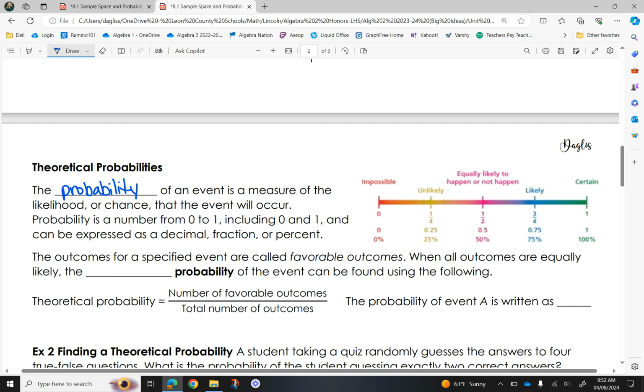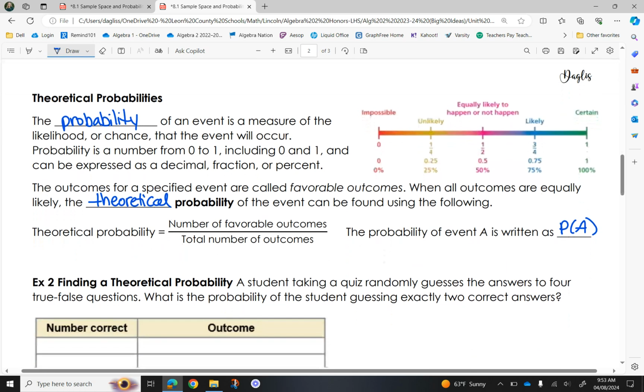When all outcomes are equally likely, the theoretical probability of the event can be found using the following: number of favorable outcomes divided by the number of total outcomes. Okay? The probability of event A is written as P of A, like that. We're going to use lots of A's and B's or something like that.